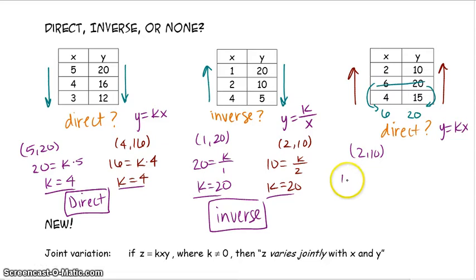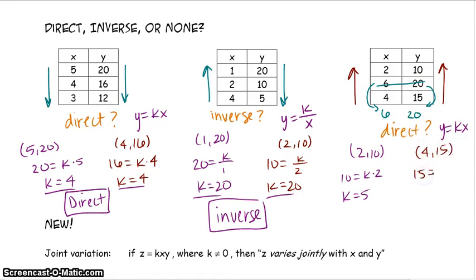Plugging this in, I get 10 equals k times 2. So I get my k is 5. Let's test a second point. Any of these you could choose, 4, 15 or 6, 20. I'm just going to do 4, 15.